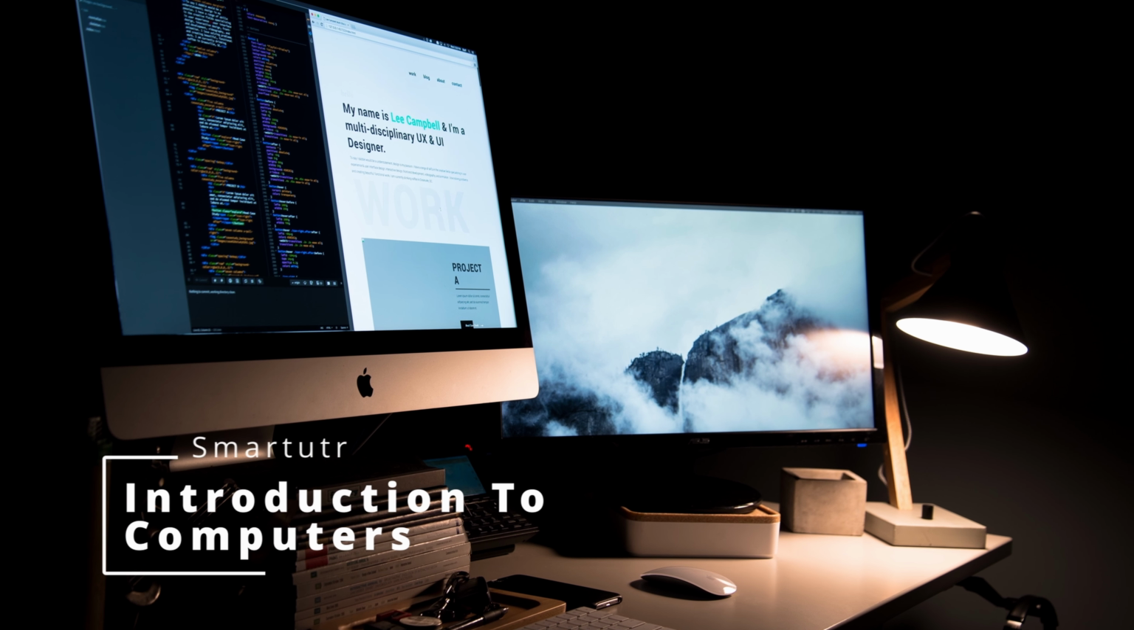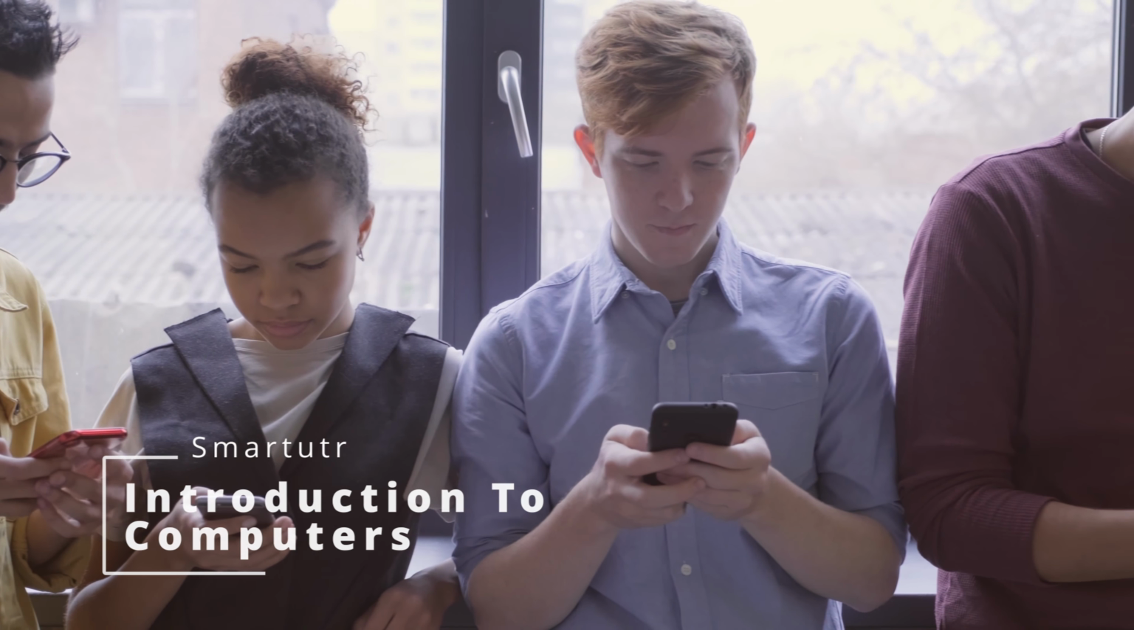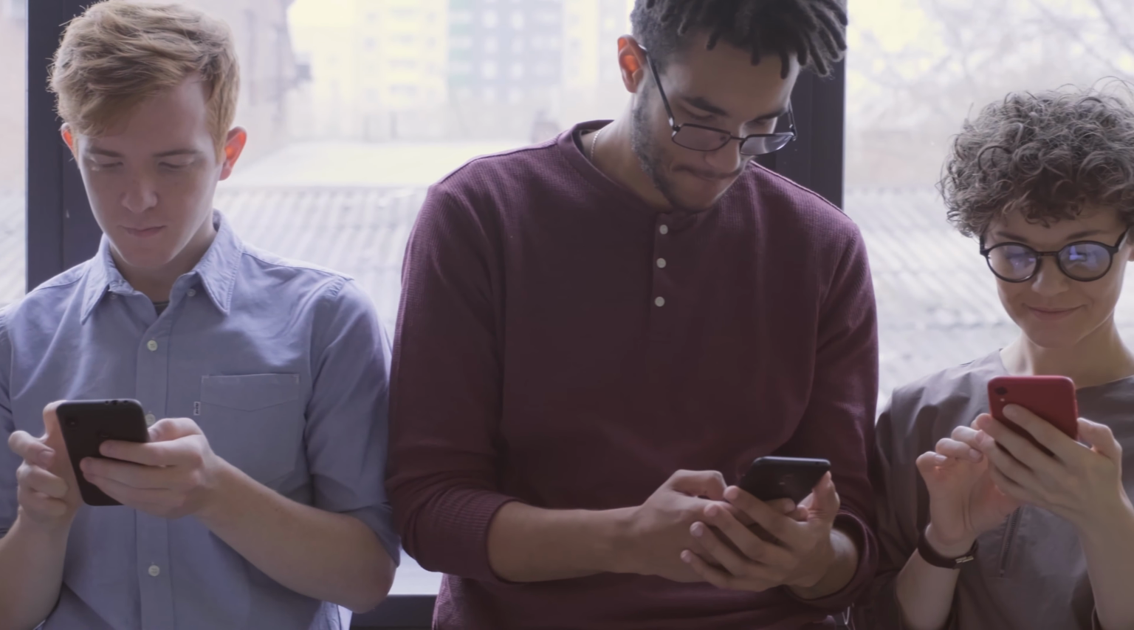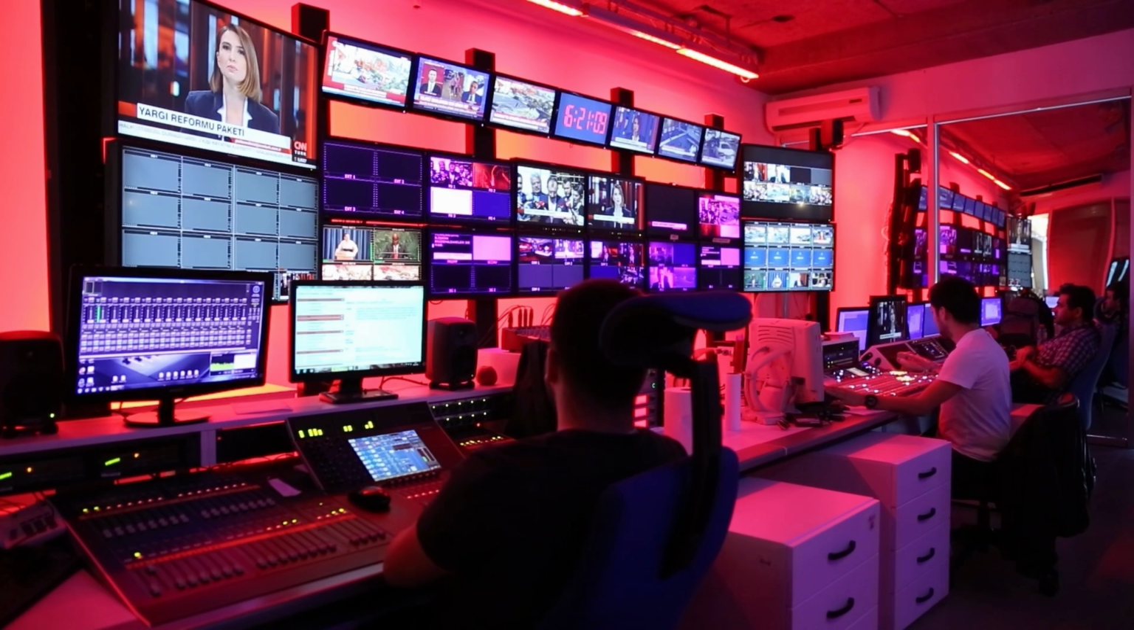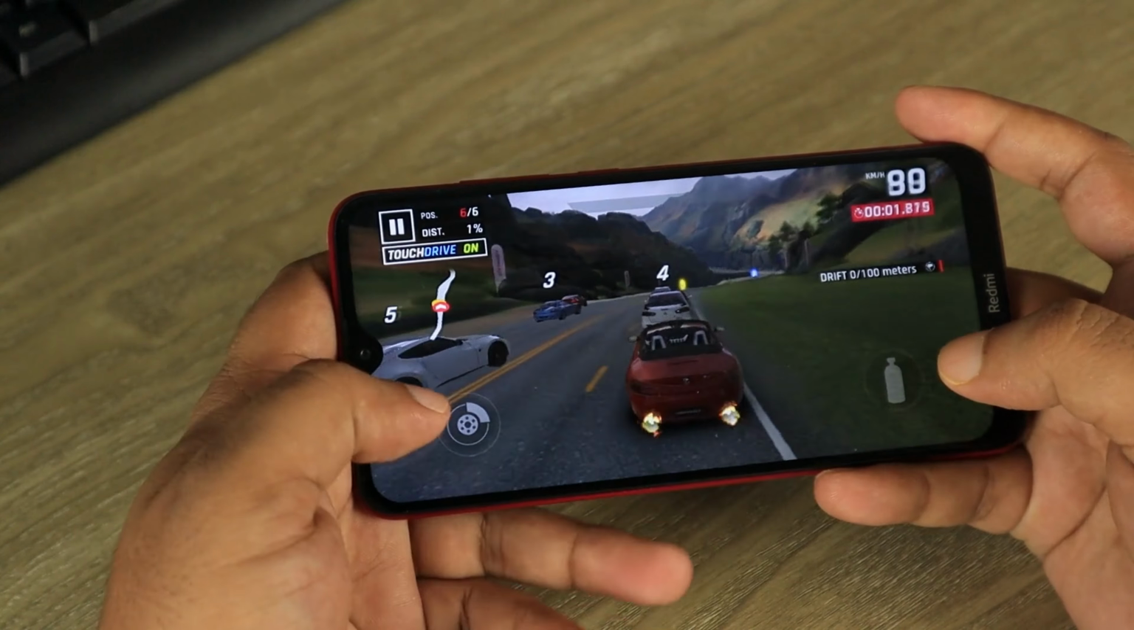Introduction to computers. Computers are an integral part of our daily lives and they have revolutionized the way we live and work. They are used in a wide range of fields, from science and technology to business and entertainment.